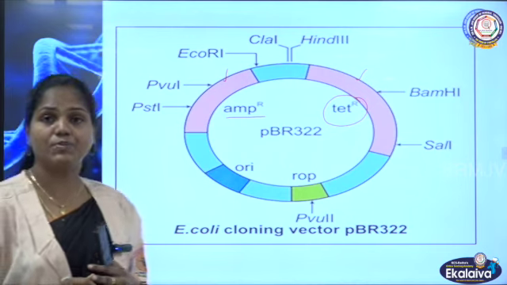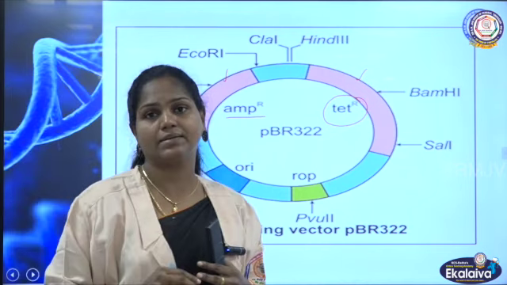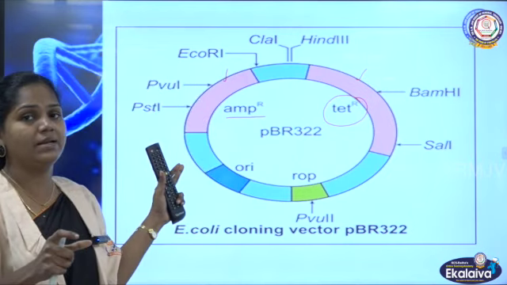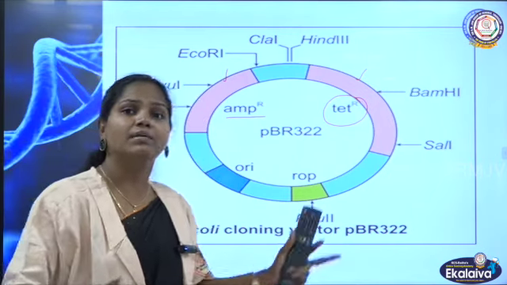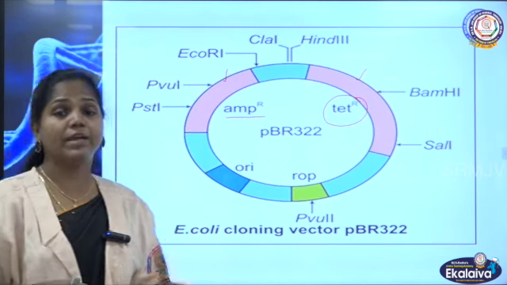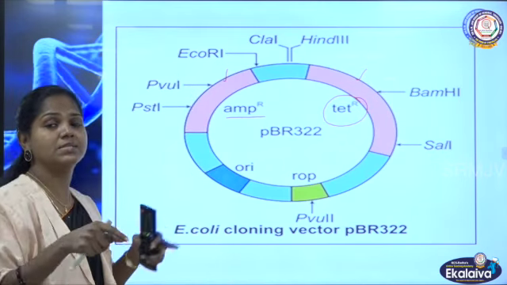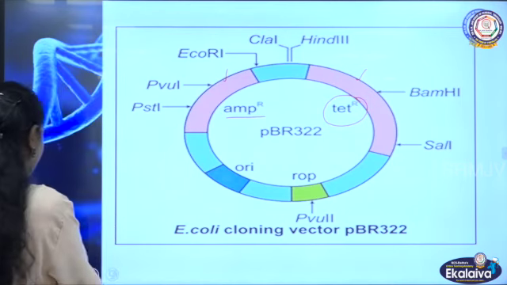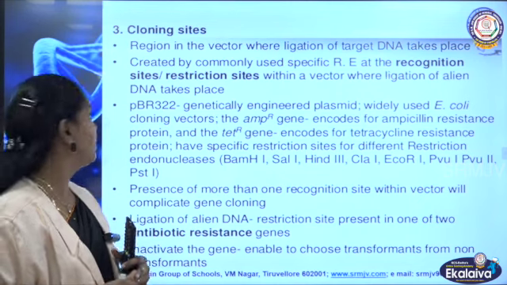So, pBR322 has 2 selectable markers. Using this particular segment of DNA, we are going to select our transformants. That is the important use, the significance of these selectable markers in our cloning vector. So, we completed origin of replication and selectable markers.